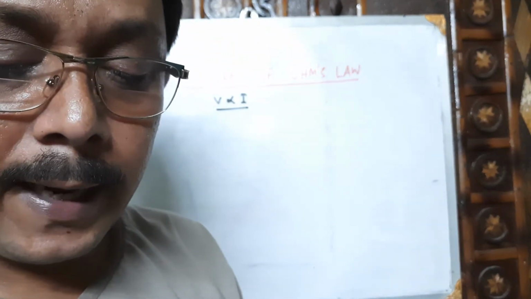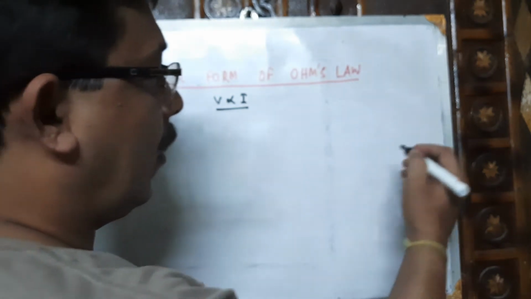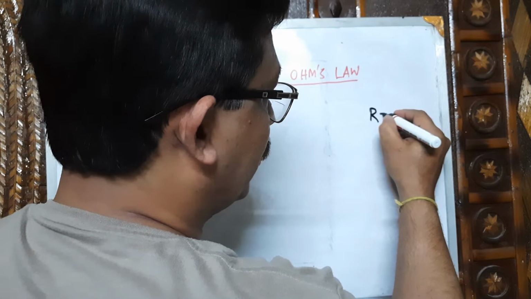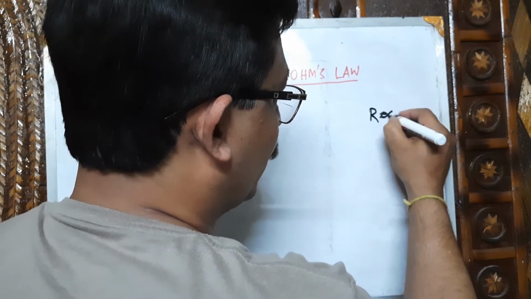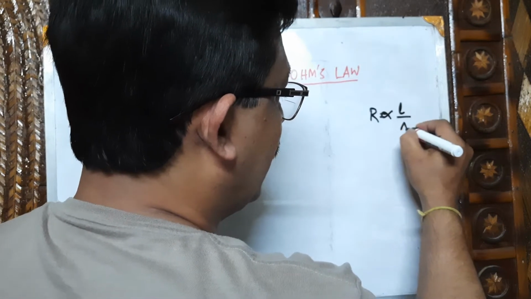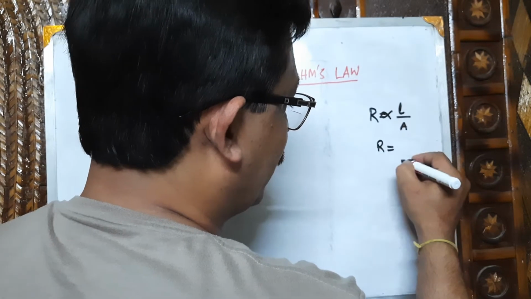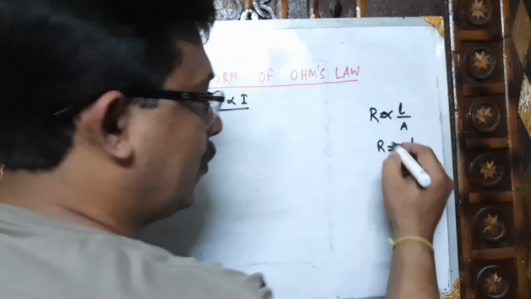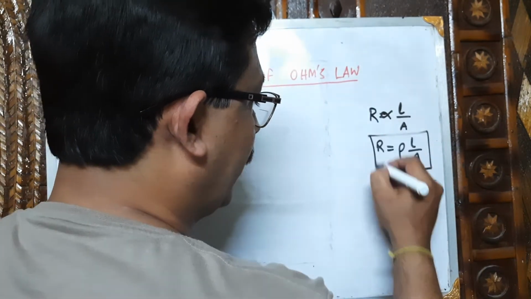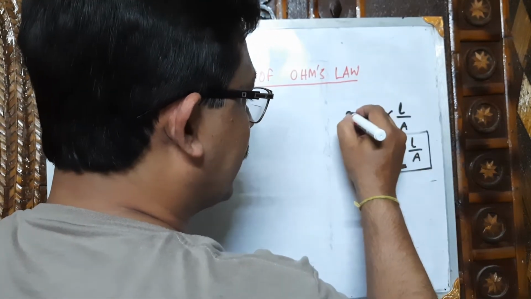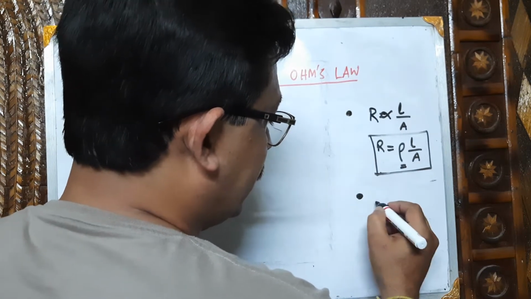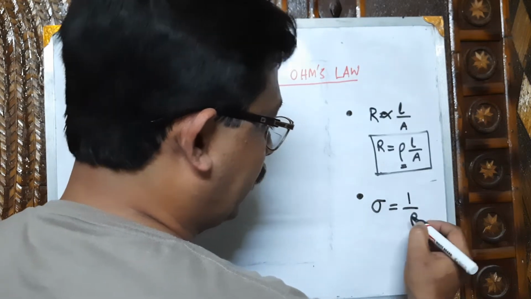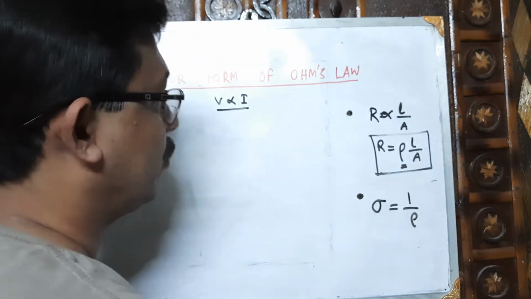Now, before that, I will introduce one point. Already in the last video we discussed the resistance term. Resistance was proportional to length by area, or we wrote it this way: R is equal to some constant rho into L by A. Rho was the resistivity. So R is equal to rho L by A. One more point we discussed was conductivity sigma, which is equal to 1 by rho. In the last video we already discussed these two things.